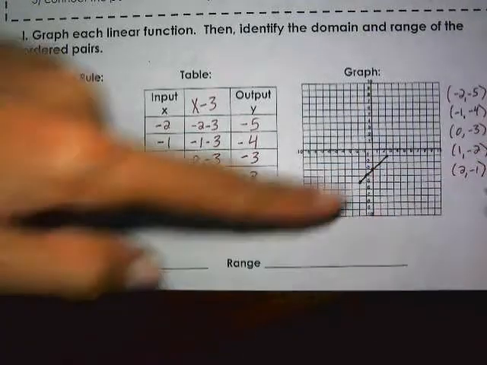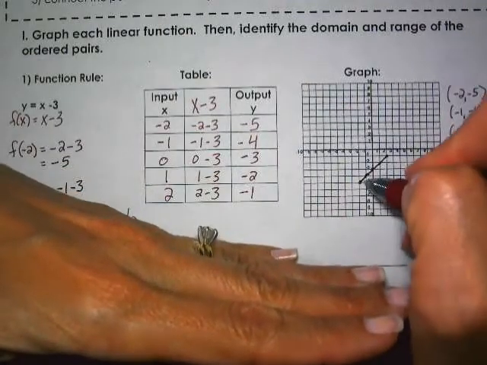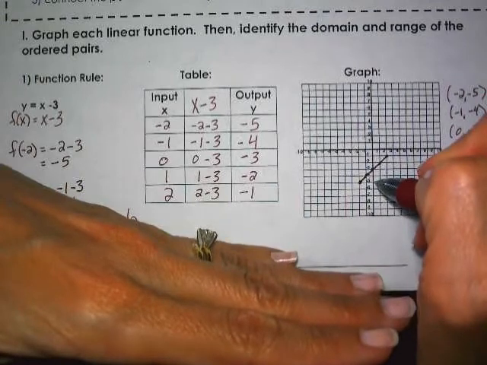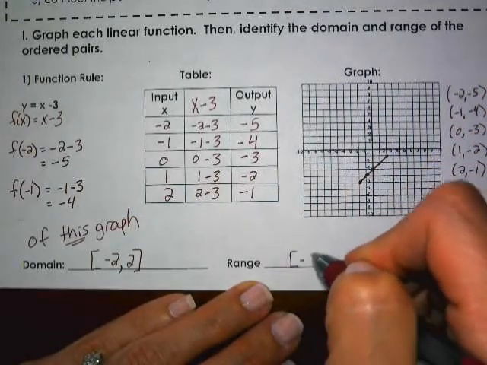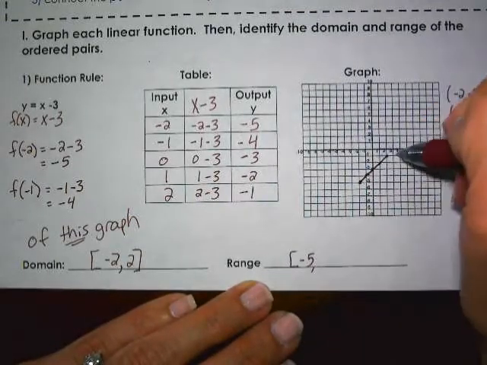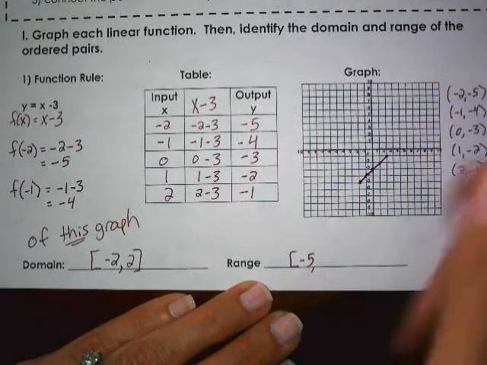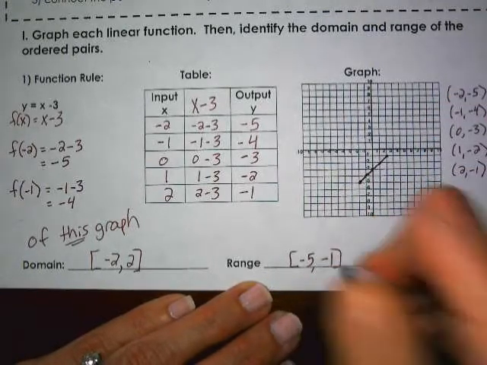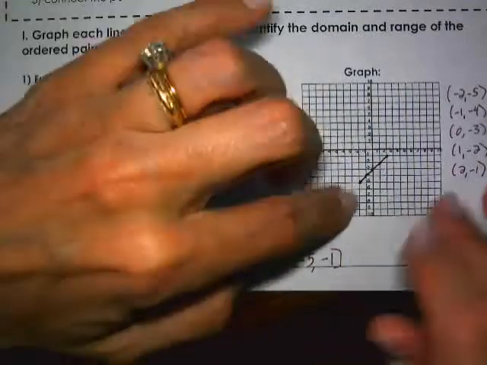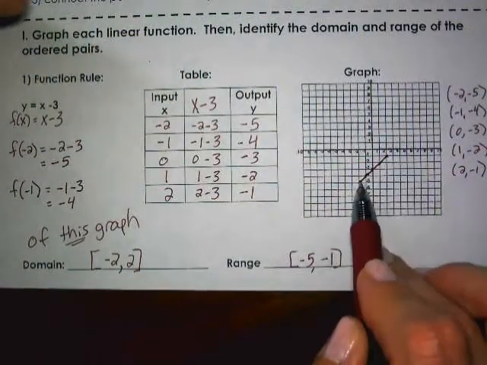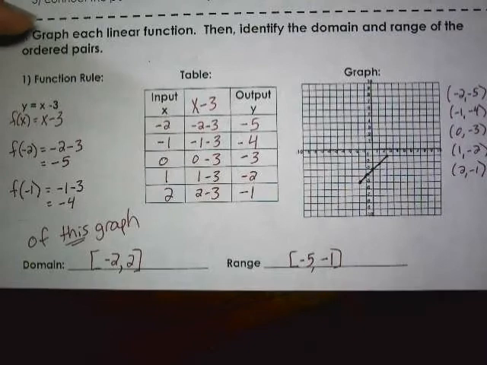Range: our lowest point on our y-axis is -5, and our upper y point is -1. Again, brackets, because on this graph right here, our endpoints are included.